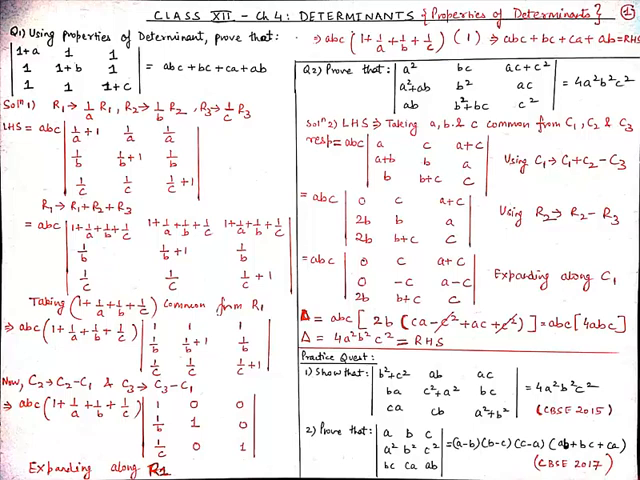And now our second question for today is: prove that the determinant with rows (a square, bc, ac plus c square), (a square plus ab, b square, ac), (ab, b square plus bc, c square) is equal to 4a square b square c square. And now in this question, student, see the elements of the determinant very carefully.